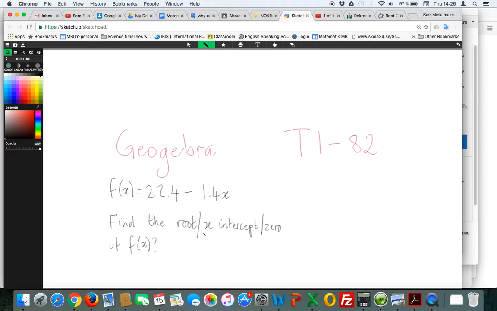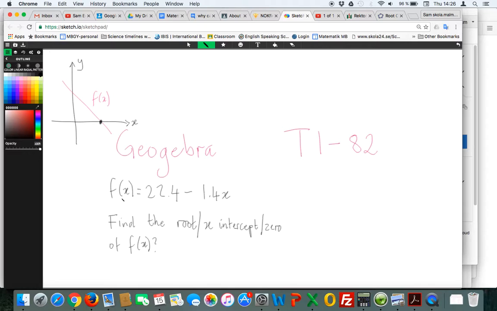Well, what do we mean by the root or the x-intercept or the zero? These all mean the same thing. Basically, if we have a graph which might look like this, here's the graph of the function f of x, then the zero is the point or points where the graph crosses the x-axis. In this case, it will be the value of x at this black point here. Here we have the x-axis and here we have the y-axis.